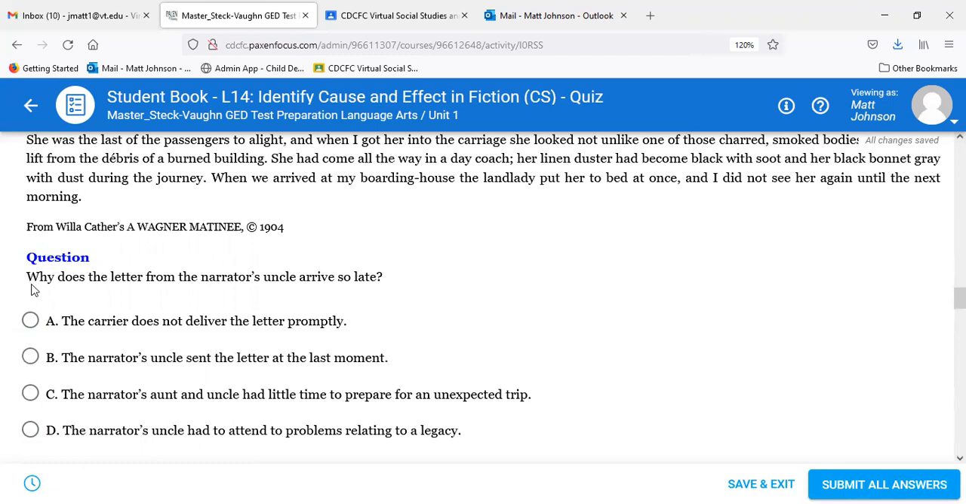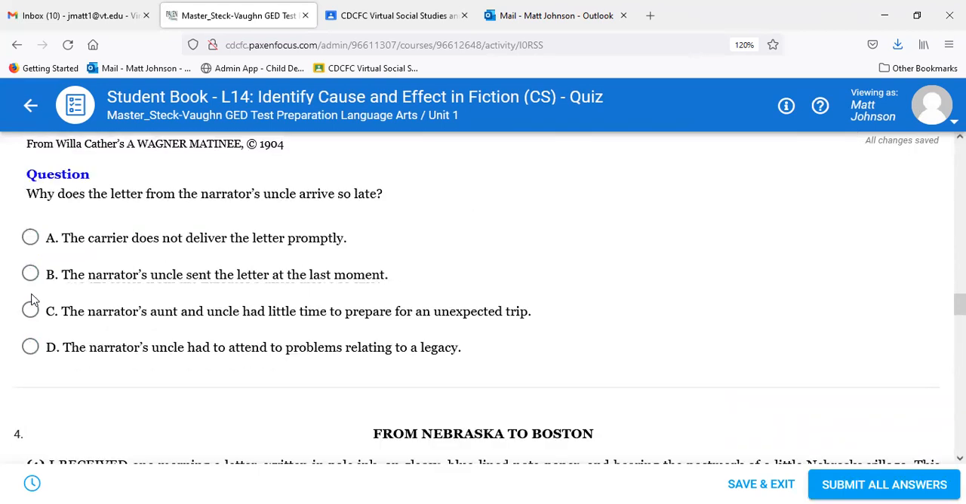Okay. Why does the letter from the narrator's uncle arrive so late? A, the carrier does not deliver the letter promptly. B, the narrator's uncle sent the letter at the last moment. C, the narrator's auntie and uncle had little time to prepare for an unexpected trip. And D, the narrator's uncle had to attend to problems relating to a legacy.